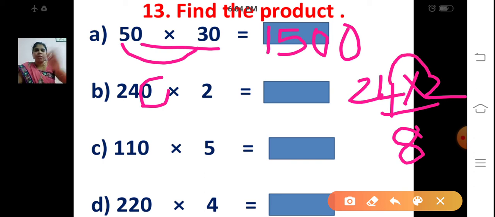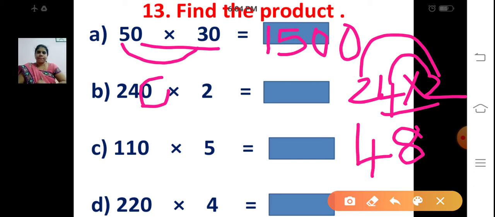First multiply these two numbers. 4 2s are 8. Then 2 2s are 4. So the answer is 48. Then how many zeros do you have at the last? Only 1 zero, right? So write it at the last. Answer is 480. First you multiply 24 by 2. You know how to multiply 24 by 2, right?